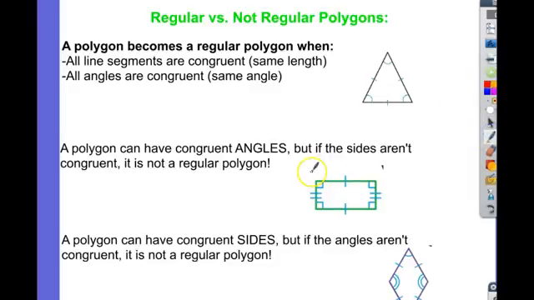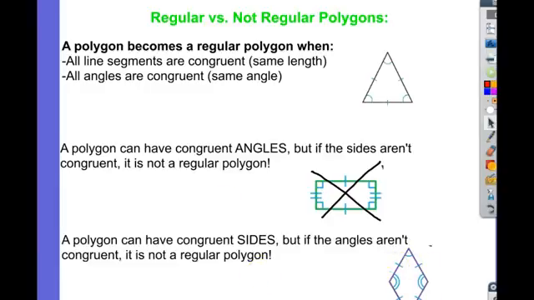Also, if I were asked about it, I could say, oops, I don't know what that's doing. All right, so this is not a regular polygon. However, what I can say is, well, it has 1, 2, 3, 4 sides. So I know that if I look back at my chart, since it has 4 sides, it is a quadrilateral.